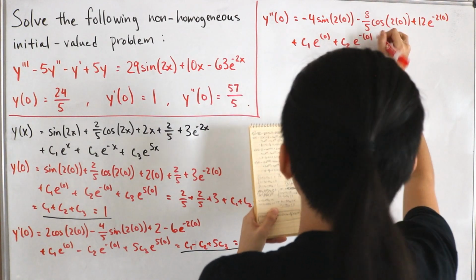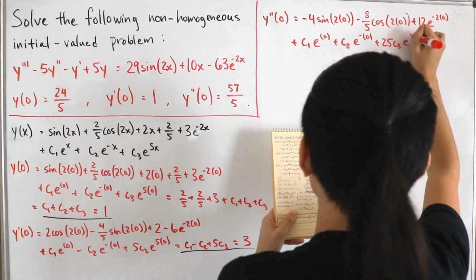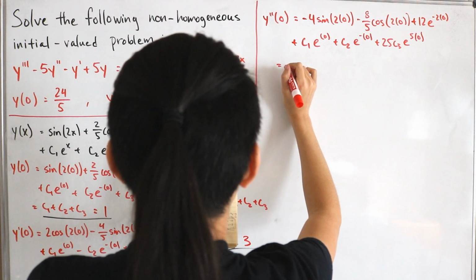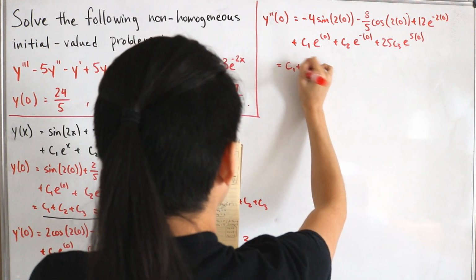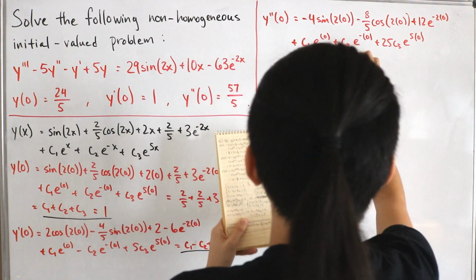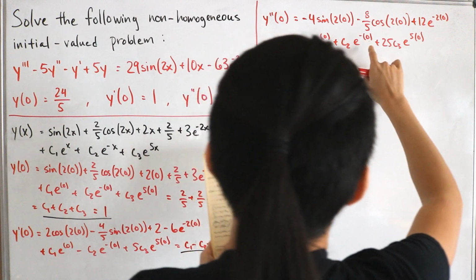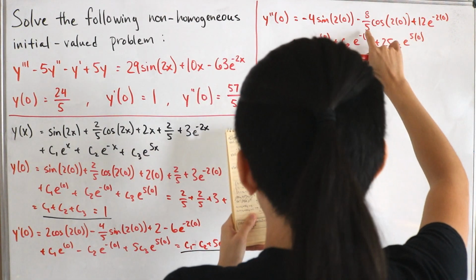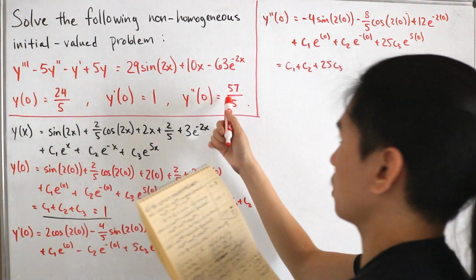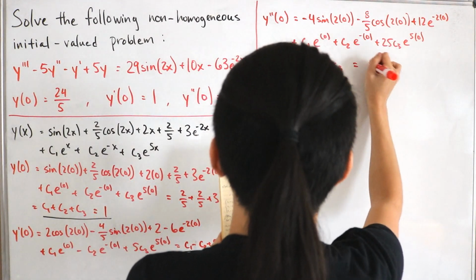And then last, we have plus 25 C3 e to the power 5, times 0. All this yields C1 plus C2 plus 25 C3 and then plus 52 over 5 when you add up everything together. So we have 12 and then minus 8 over 5, and so that will yield us 52 over 5. Subtract that from both sides to get 57 over 5, and so that'll just yield us equals 1.